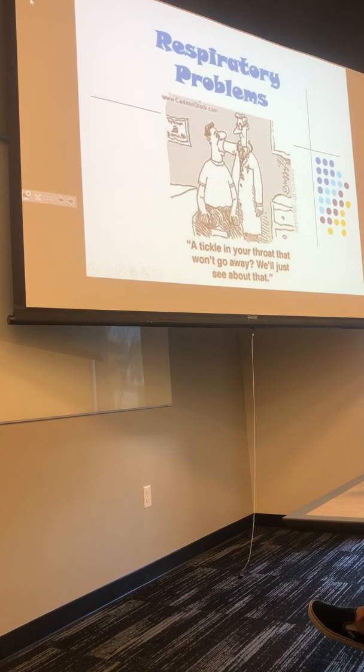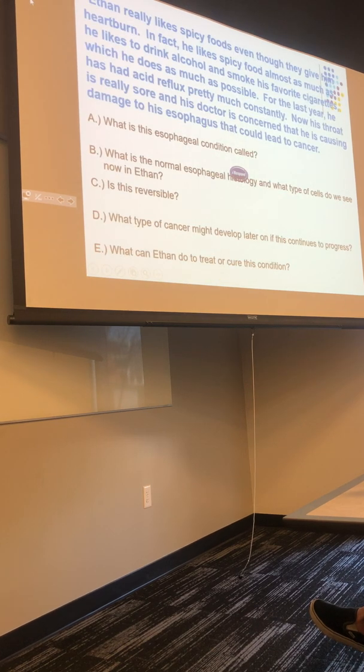All righty. So we're going to talk more about respiratory problems. Ethan really likes spicy foods, even though they give him heartburn. In fact, he likes spicy foods almost as much as he likes to drink alcohol and smoke his favorite cigarettes, which he does as much as possible. For the last year, he has had acid reflux pretty much constantly. Now his throat is really sore. His doctor is concerned that he's causing damage to his esophagus that could lead to cancer. What is the esophageal condition called?